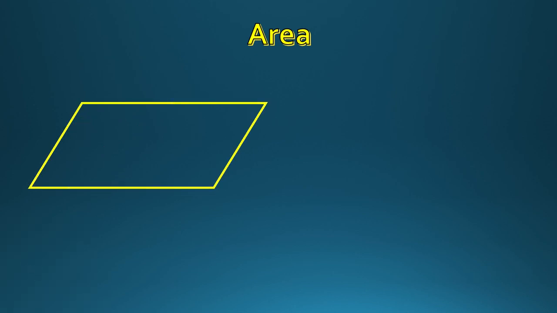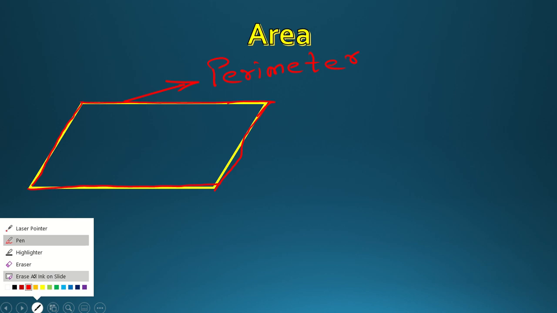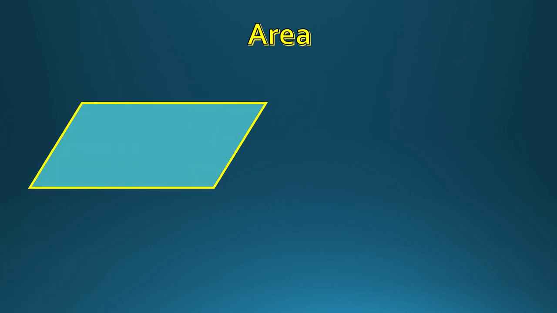If you see the outline, what is the name of this outline? If you add all these sides of the outline together, what do you get? You get the perimeter. Perimeter means the outline only, what we can see from the outside. But here we are talking about the area. So area means the region which is inside. This is the complete area, this shaded portion, this blue color.